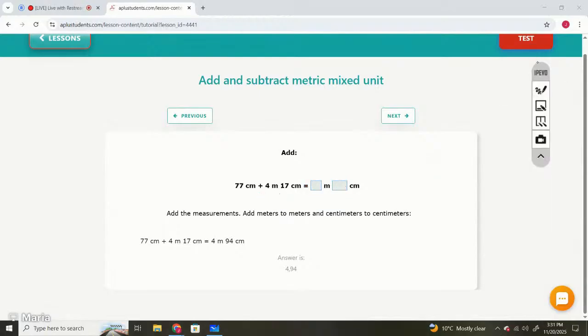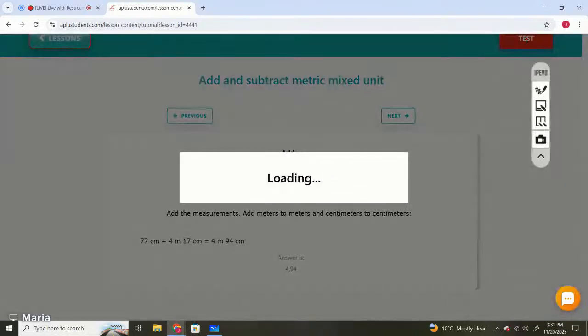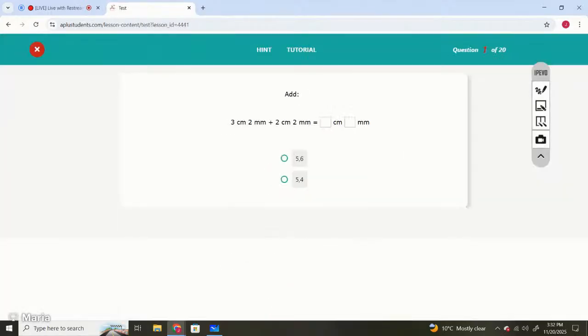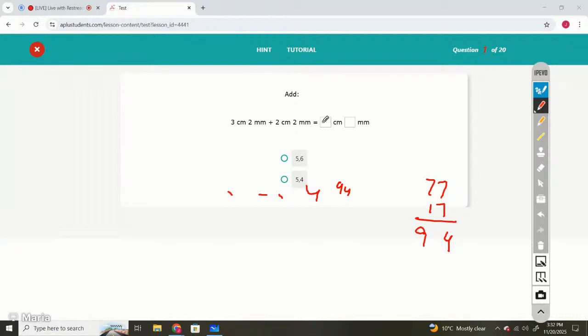Okay, let's just start with the test questions. 3 centimeters 2 millimeters plus 2 centimeters 2 millimeters. So which is the correct option? Add centimeters to centimeters and millimeters to millimeters, right? So 3 plus 2 makes 5. That is 5 centimeters and 4 millimeters. Option number 2 is the correct option, 5 centimeters and 4 millimeters.